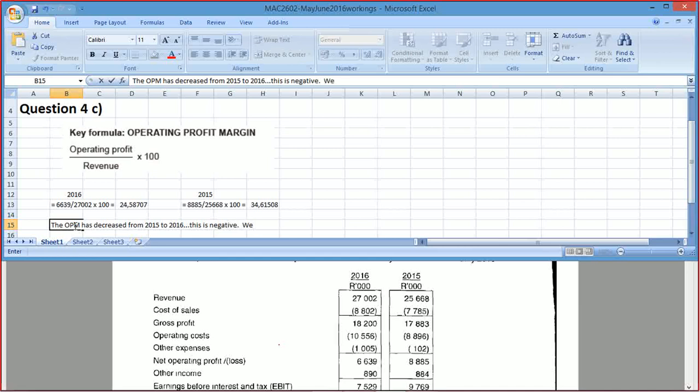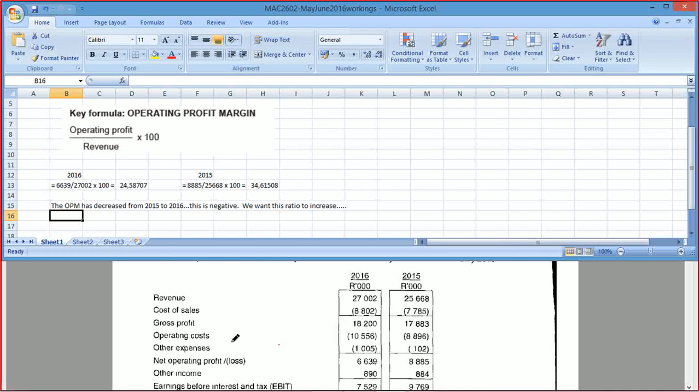We want this ratio to increase. Obviously, that's ideal. Then the question says, give a reason why. Well, looking at this, revenue has gone up. Do you agree? Yes, sir. But your operating profit has gone down. So that means your costs have gone up a lot, and you can see that by looking at the extract of the statement. That's just looking at your accounting knowledge. So, reason.